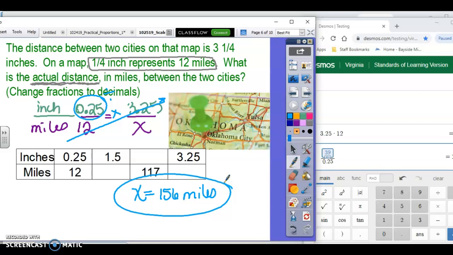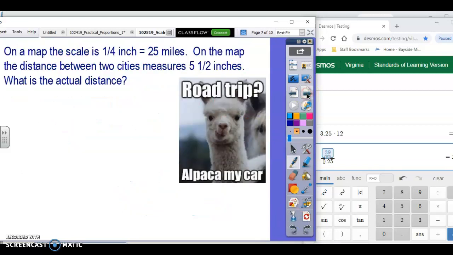So that's the only problem that this asked me to find, so I'm not going to fill in these other boxes right now. So the next question. On a map, the scale is 1/4 of an inch equals 25 miles. On the map, the distance between the two cities measures 5.5 inches. What is the actual distance?